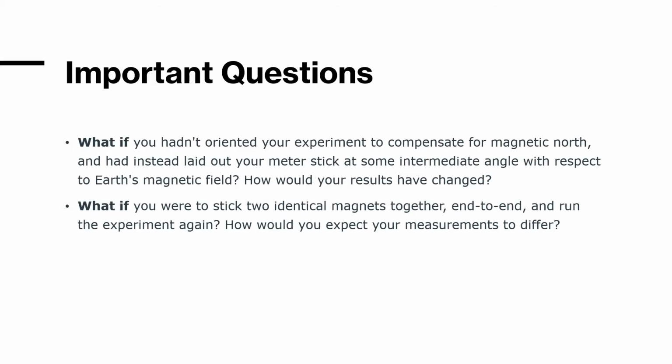Some important questions that we asked ourselves are, what if you hadn't oriented your experiment to compensate for magnetic north and had instead laid out your meter stick at some intermediate angle with respect to Earth's magnetic field? How would your results have changed? This really would have just rotated our reference frame some angle theta, and we'd have to add vectors at this point instead of just the magnitudes of the magnetic field. And it would just make our calculations and data much more elaborate.